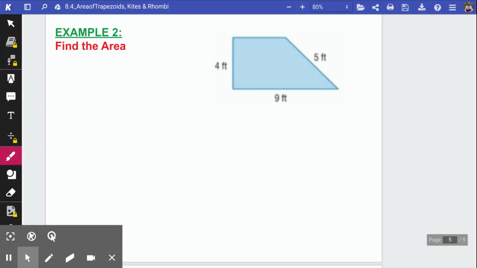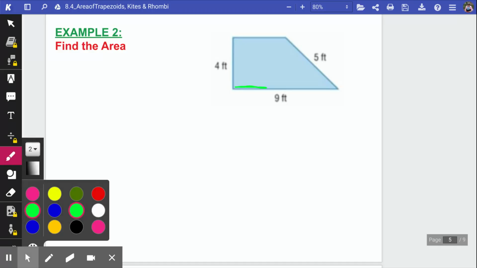So you'll see here that we have one base. Okay, so we can call that base 1. But we're missing base 2. But we do have enough information to find that. I should have put it in the picture, but I'm going to put in that this right here is a 90-degree angle. So if that's a 90-degree angle, then we know that this right here is the height of the figure.